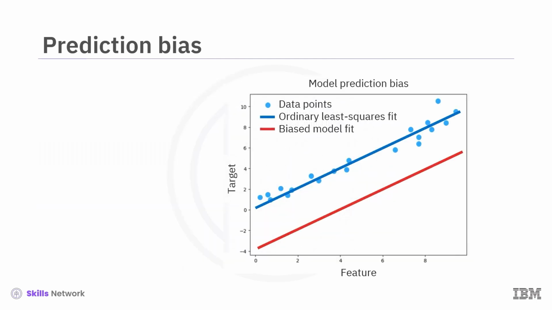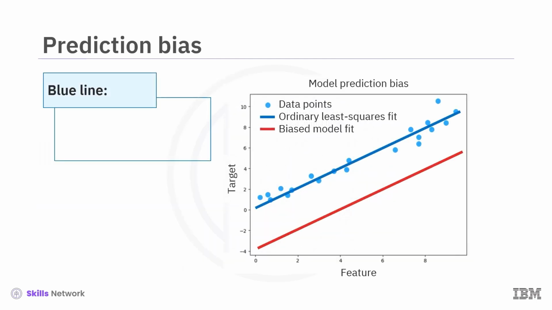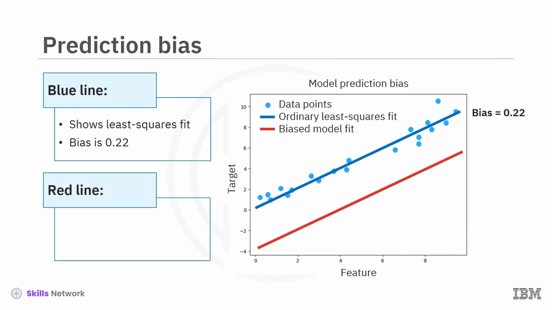This chart illustrates prediction bias. The blue line represents the linear ordinary least squares fit for the blue data points. It has a bias of 0.22. The red line depicts the same model shifted down by 4 units. It has a much higher bias of 4.22.